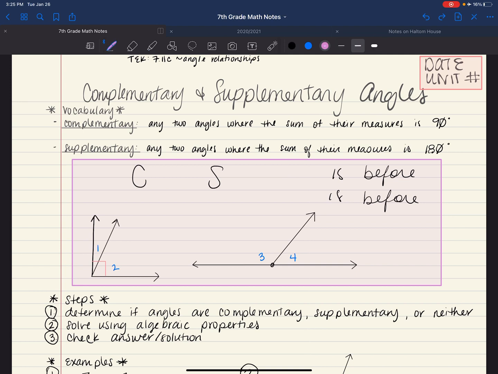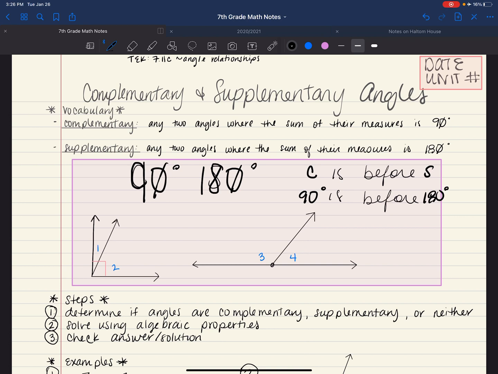Now, there are some tricks. You have C for complementary and S for supplementary. So C can easily be turned into 90, and S can easily be turned into 180. The way that I remember it is C is before S in the alphabet. Therefore, 90 is before 180 on the number line. So complementary is 90 degrees and supplementary is 180 degrees.